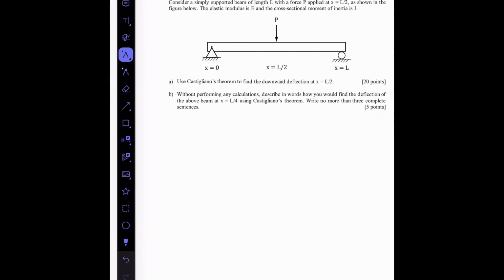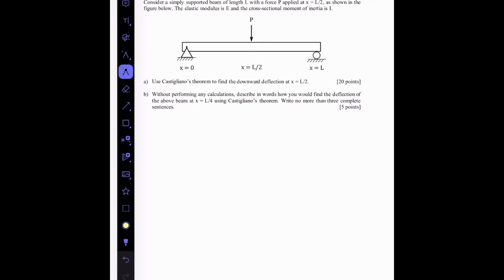All right, let's move on to problem 3. Consider a simply supported beam of length L with a force P applied at x equals L over 2 as shown in the figure below. The elastic modulus is E and the cross-sectional moment of inertia is I. Then part A: use Castigliano's theorem to find the downward deflection at x equals L over 2. And for part B, without performing any calculations, describe in words how you would find the deflection of the above beam at x equals L over 4 using Castigliano's theorem. Write no more than 3 complete sentences.